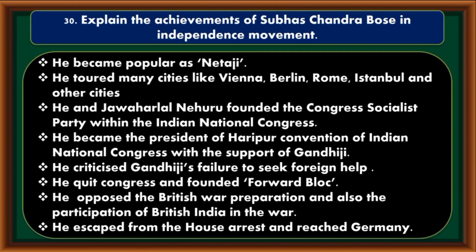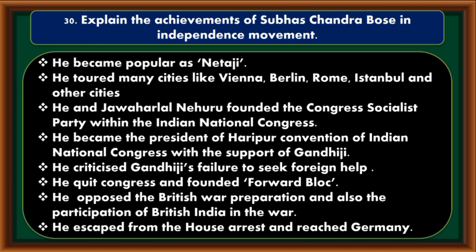Explain the achievements of Subhas Chandra Bose in the independence movement. He became popular as Netaji. He toured many cities like Vienna, Berlin, Rome, Istanbul and other cities. He and Jawaharlal Nehru founded the Congress Socialist Party within the Indian National Congress. He became the president of the Haripur Convention of the Indian National Congress with the support of Gandhiji. He criticized Gandhiji's failure to seek foreign help.